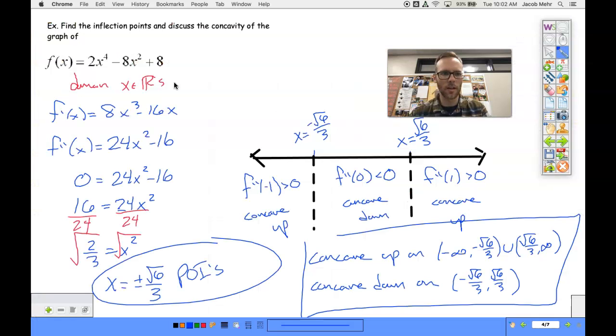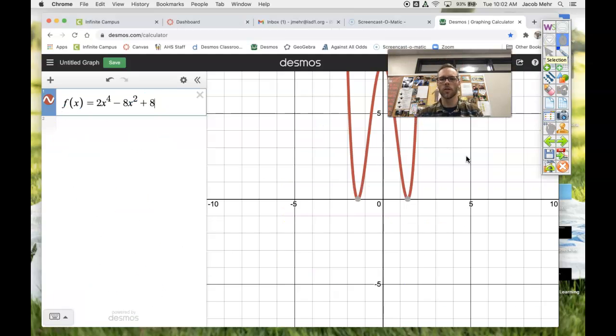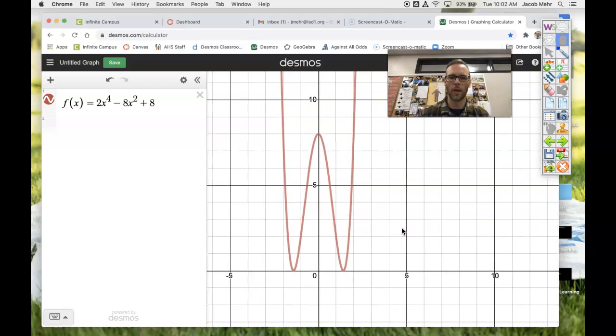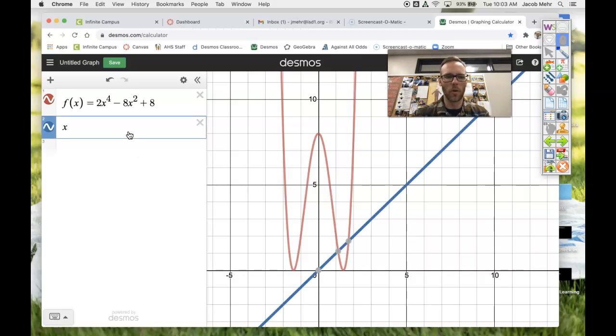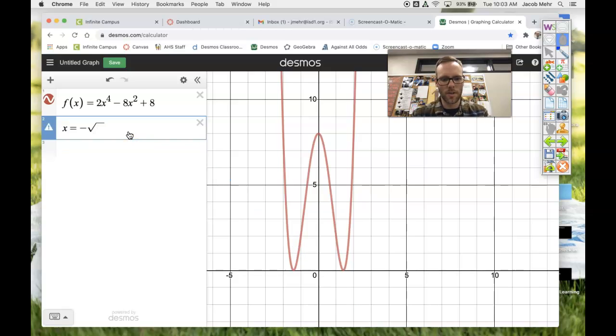Let's just double check that. Looks good. All right, here's the graph. Okay, and does it match? Well, what did we say our points of inflection were? Negative square root of 6 over 3.